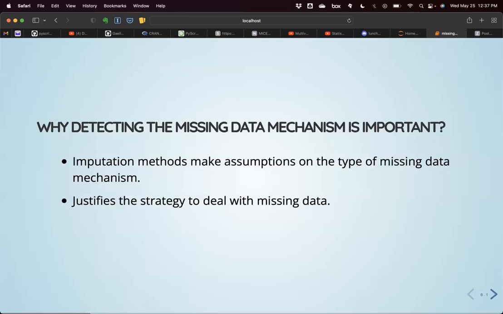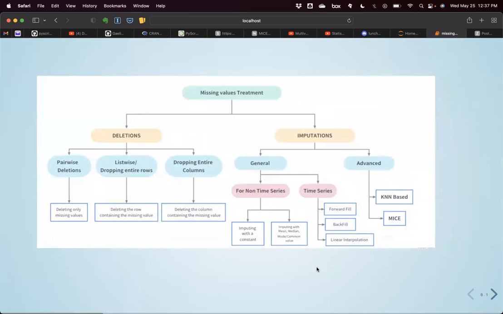So probably one of the questions you have right now is, how do I determine this? How do I know when my missing values are behaving like MCAR or MAR, etc.? We'll talk about this, but let's take this chart. This is basically some of the things you can do when you encounter missing data.